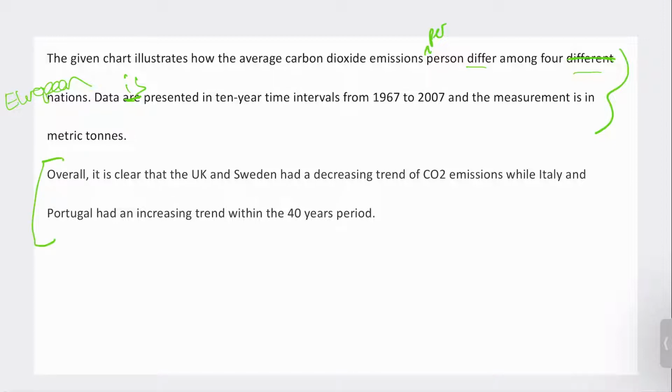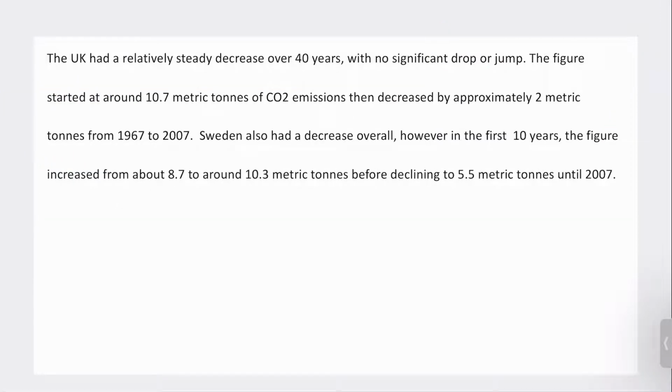So then we've got the overview section. Overall, it's clear that the UK and Sweden had a decreasing trend of CO2 emissions, while Italy and Portugal had an increasing trend within the 40-year period. So that's a perfect overview. Okay, so you've given me the trend, the increase and the decrease, without giving me the specific details, because that's hopefully going to come next.